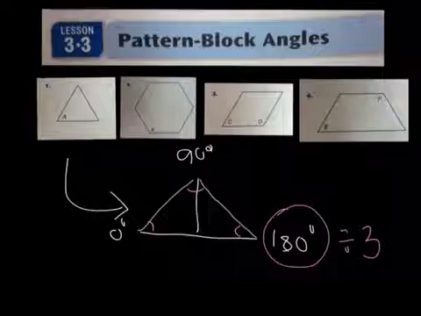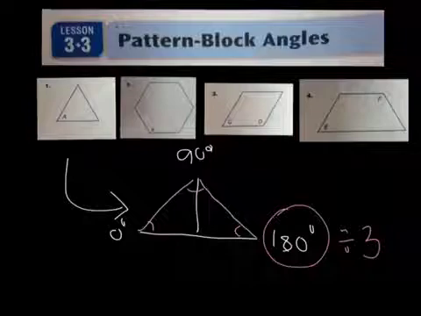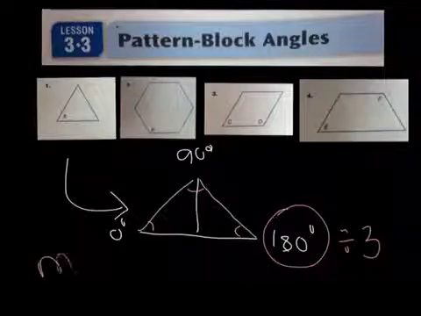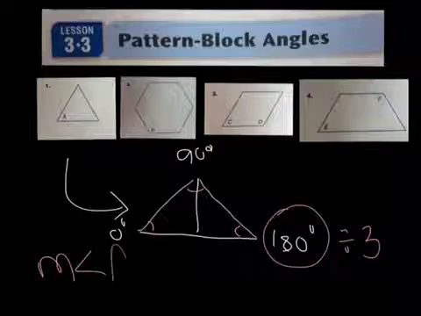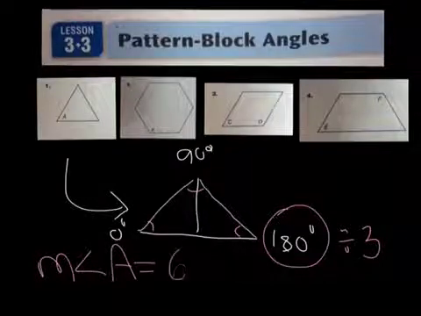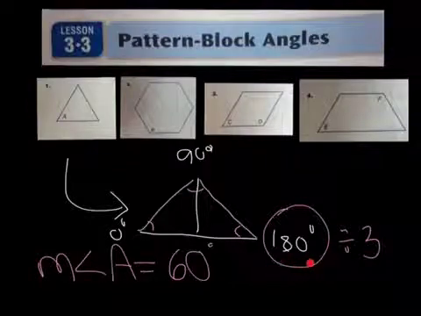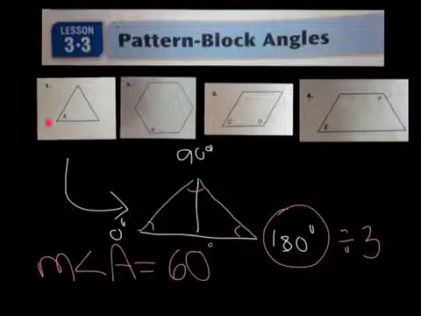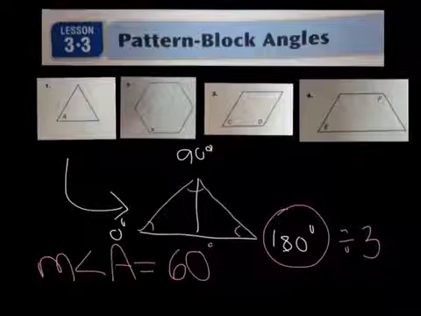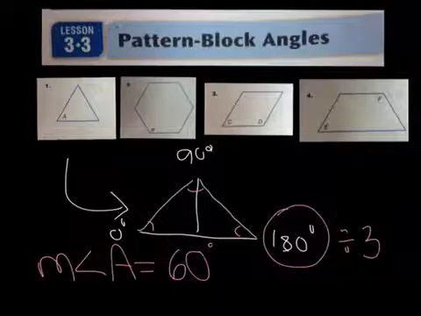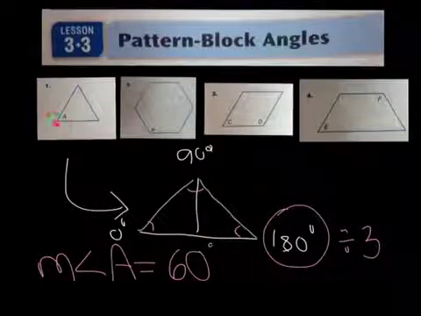So 180 divided by 3 different angles, right? 1, 2, 3, should make the measurement of angle A equal 60 degrees. Because 180 divided into 3 parts would be 60. Or 60 plus 60 plus 60 is 180. And that's how we solve that.